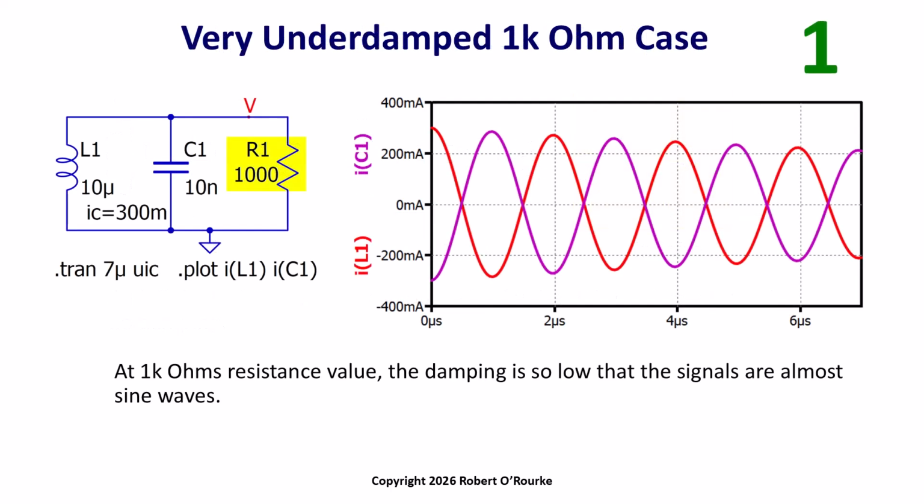With much higher resistance, 1000 ohms in this simulation, the damping is much lower. There is only a small amount of exponential decay in two currents from 0 to 7 microseconds in the simulation.